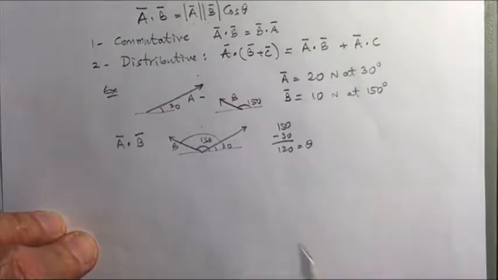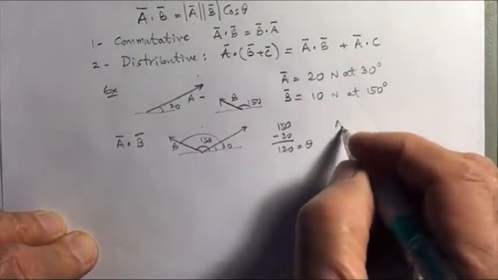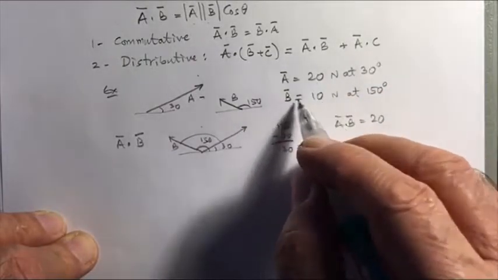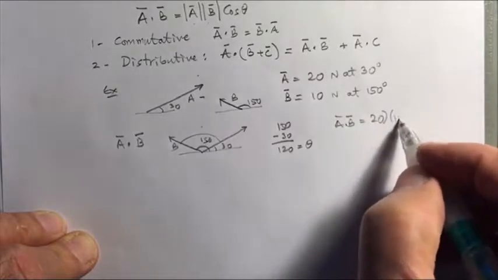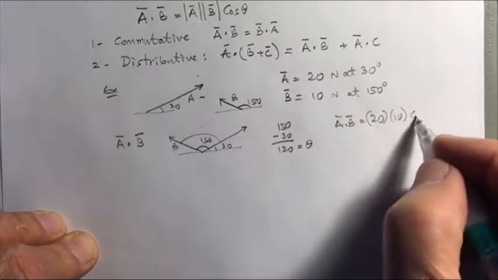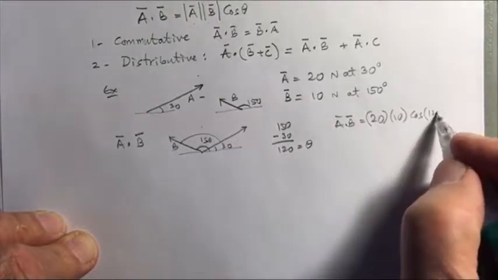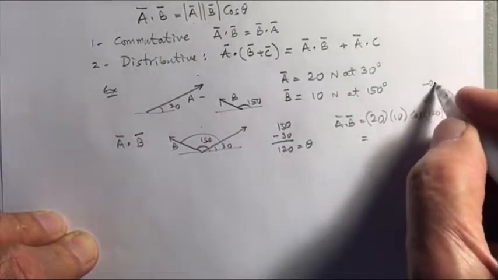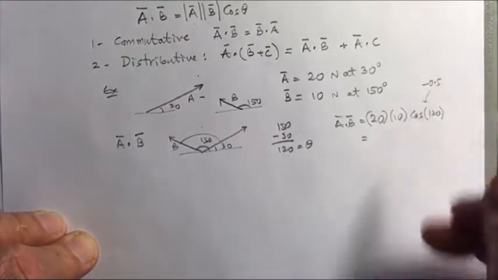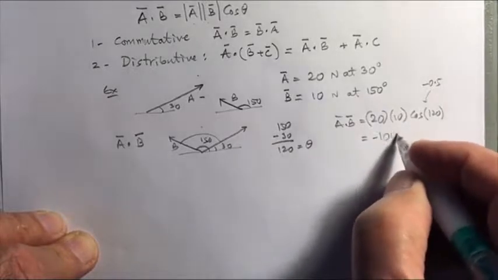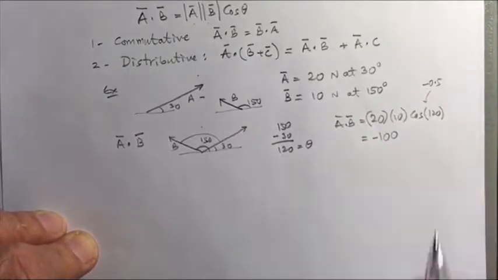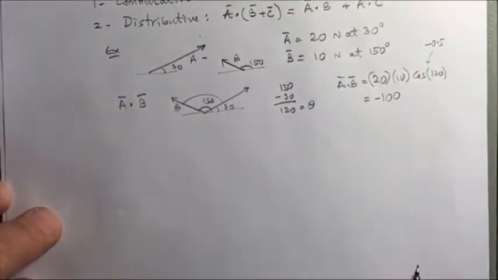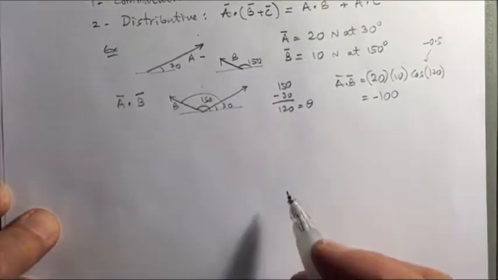And then A dot B would be the magnitude of A, which is 20, times the magnitude of B, which is 10, times the cosine of 120, which is negative 0.5. So that's 200 times 0.5, which is 100 with a negative sign. So A dot B becomes minus 100. And so the dot product could be positive or negative, but it's not a vector, so it's just a number.